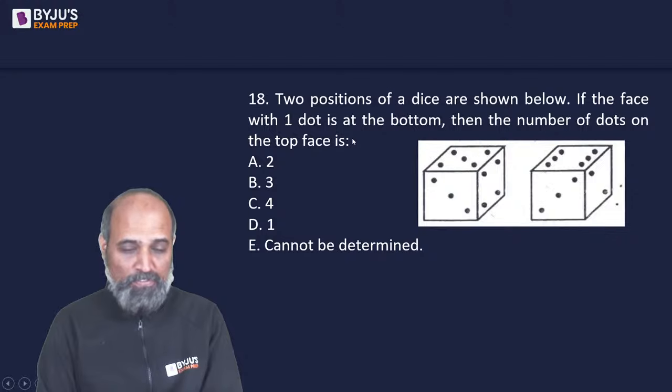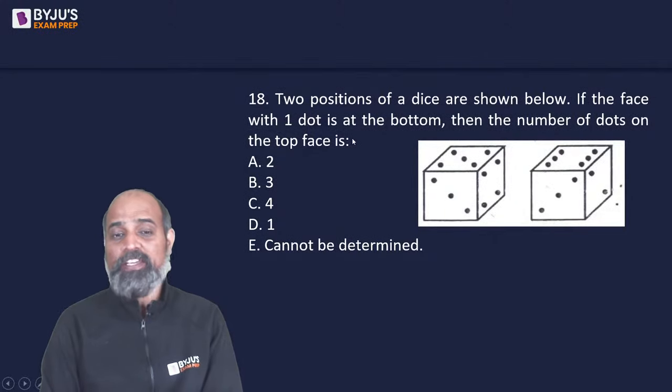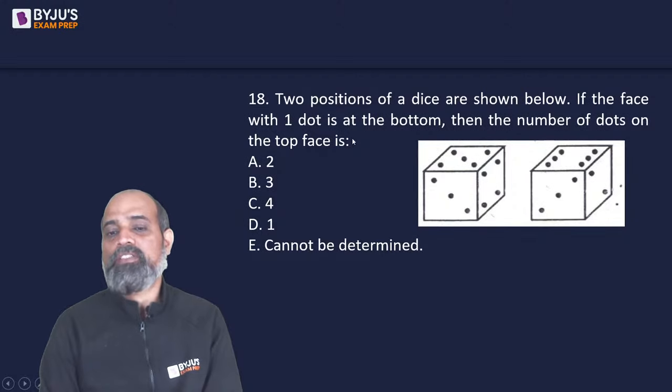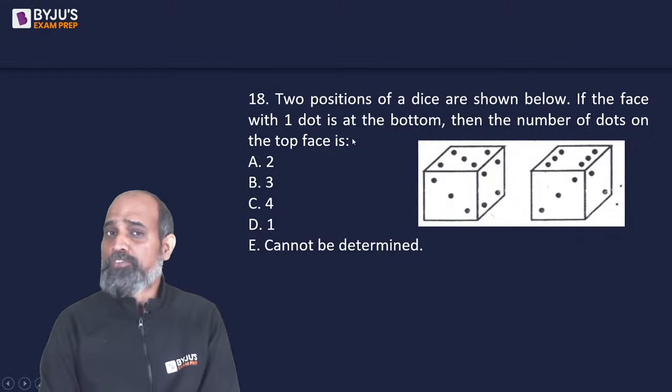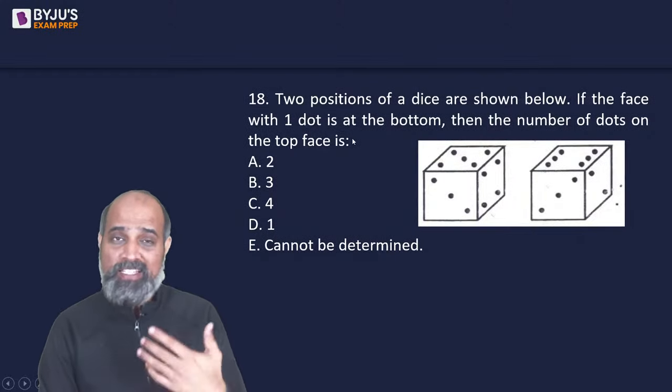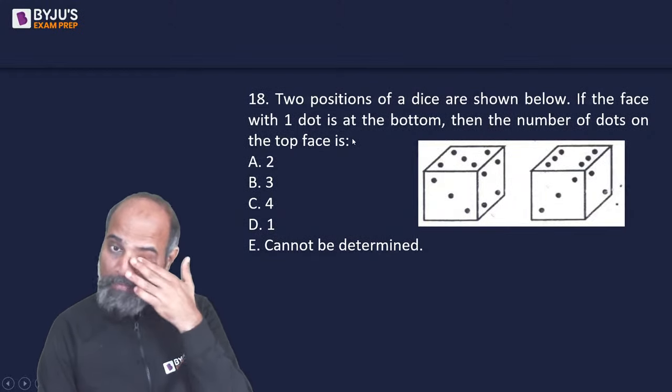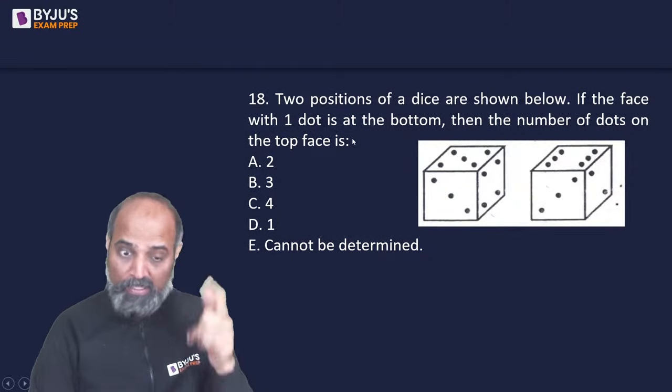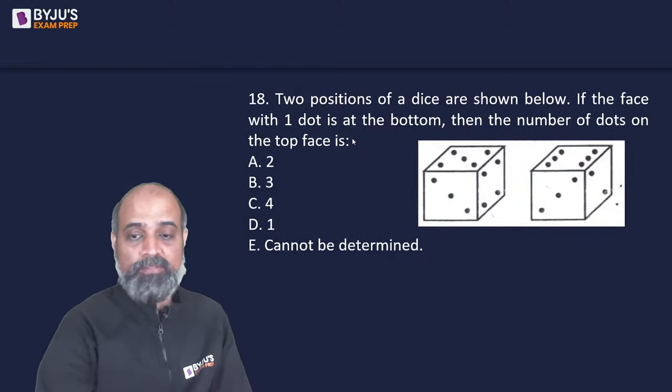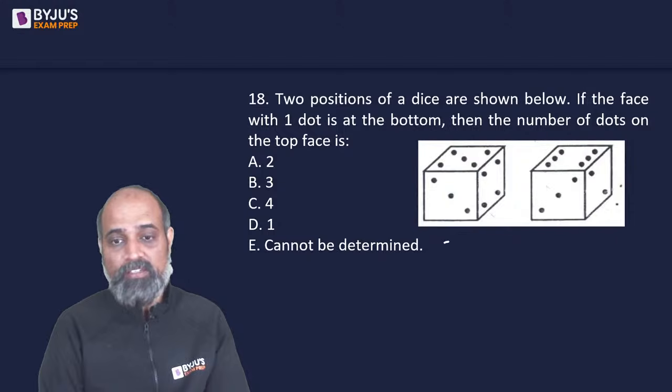Two positions of a dice are shown below. If the face with one dot is at the bottom, then the number of dots on the top face? Same question as before. We will try to find out the face which is the same in both. So the first one has 3.